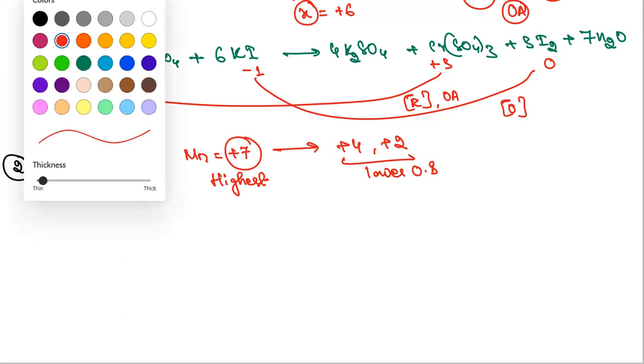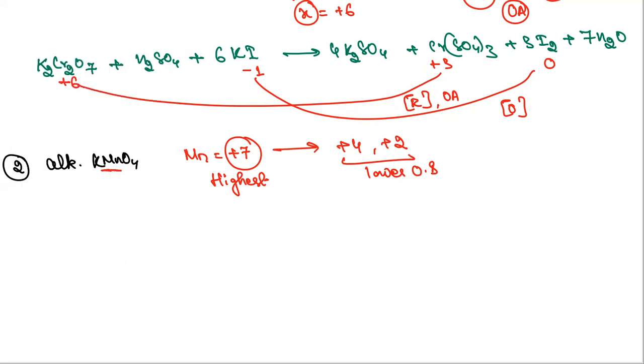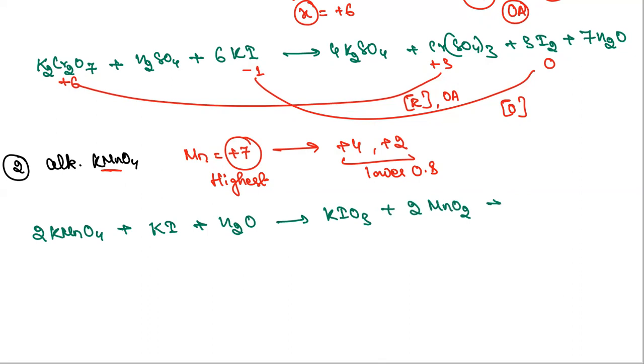Now let me show you the reaction. The reaction would occur in this way: 2 moles of KMnO4 will react with potassium iodide and water to give KIO3, which is potassium iodate, and 2 moles of manganese oxide and 2 moles of potassium hydroxide.